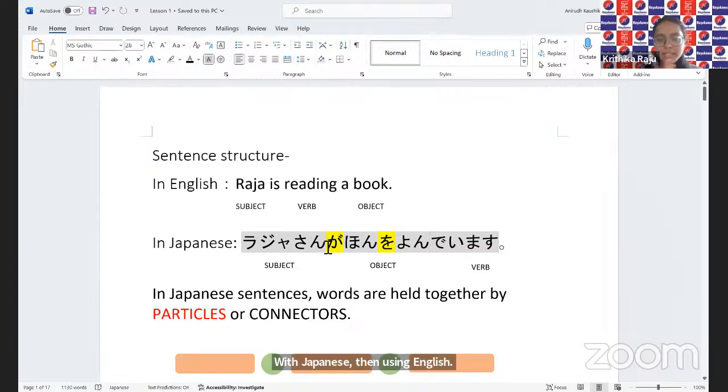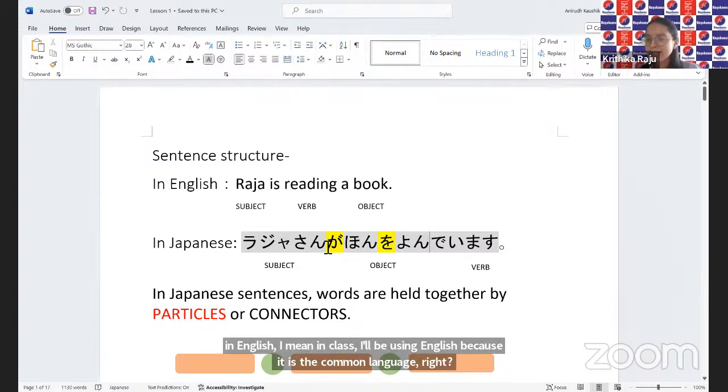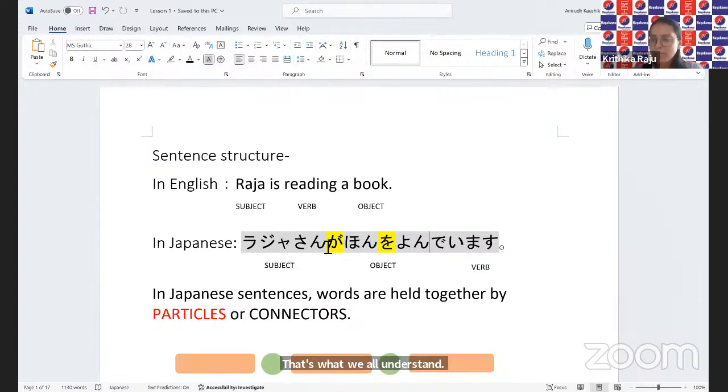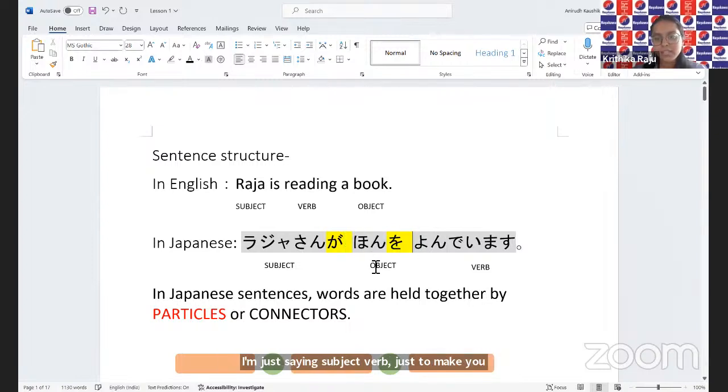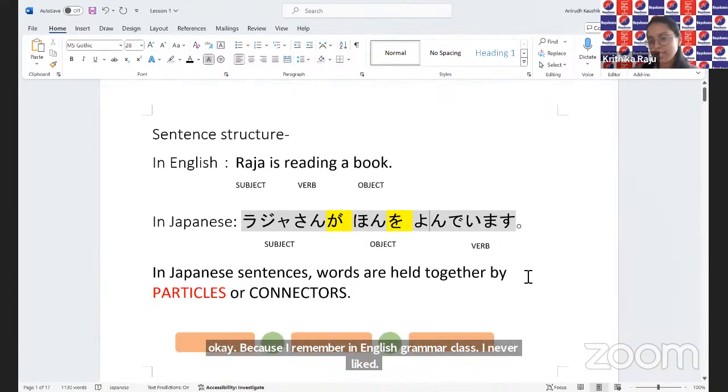So you have these words. You don't have spaces in Japanese. They're all written continuously. Okay, so as you keep practicing, you learn to understand that this is the end of the word, that is the end of that word. But again, that will only come with a little bit of practice. You need to get used to the language, right? So it's actually like this. If I were to give spaces, it's like that. Raja-san ga hon o yondeimasu.